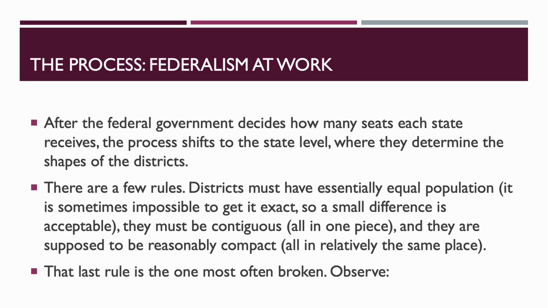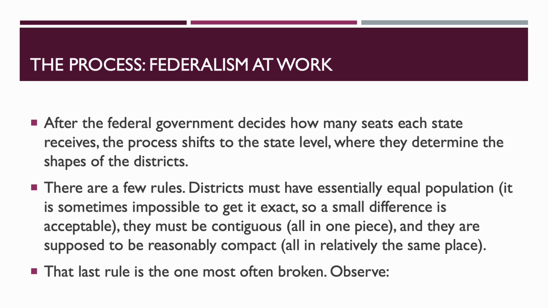The second rule is they must be contiguous. It has to be all in one piece. You can't draw a congressional district saying, Manhattan Beach is a lot like Palo Alto, California, so we're going to make a district of Manhattan Beach and Palo Alto, California. It doesn't work like that. They have to all be connected to one another, contiguous. And the third one, and this is by far the most routinely violated, is something called compactness, which is that they should all relatively be in the same place. And that's the one that's most often broken.